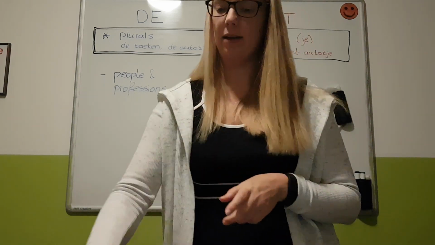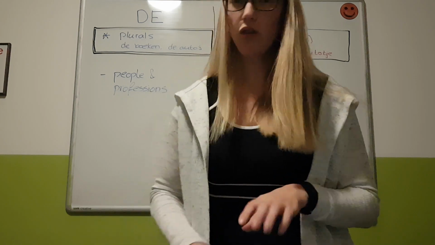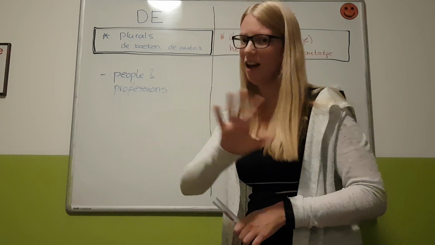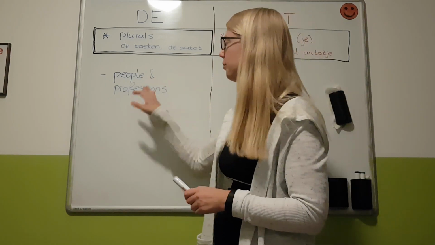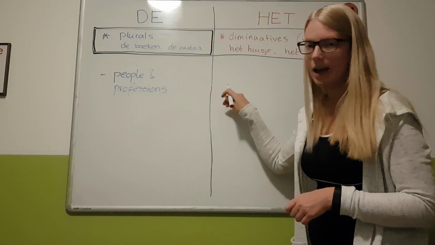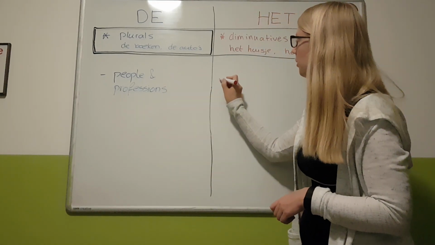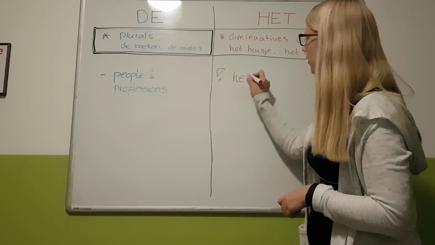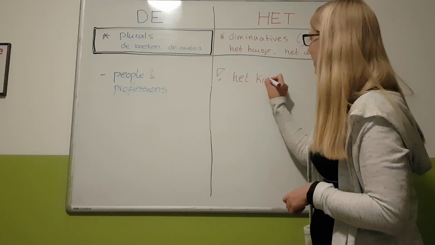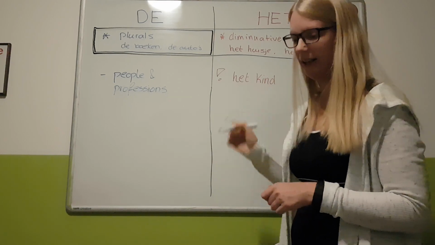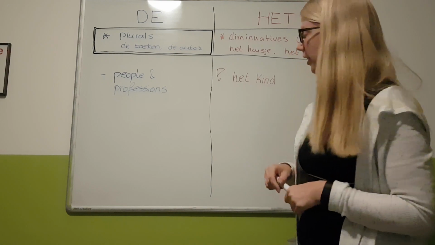There is only one exception to this. So it doesn't matter if it's female or masculine, that's not important in Dutch. So every person or profession is de. I will write here the exception to this rule. But one exception to this rule is het kind. This means the child, het kind. Alright.